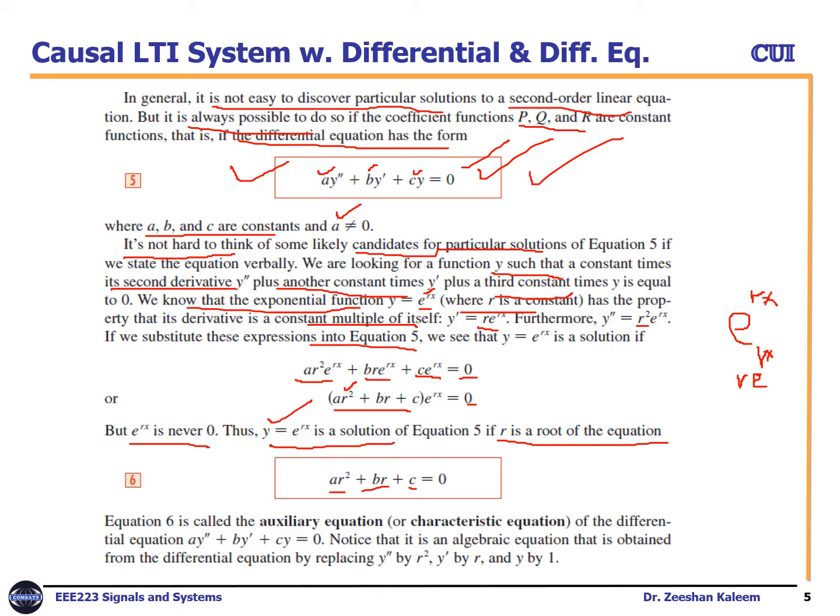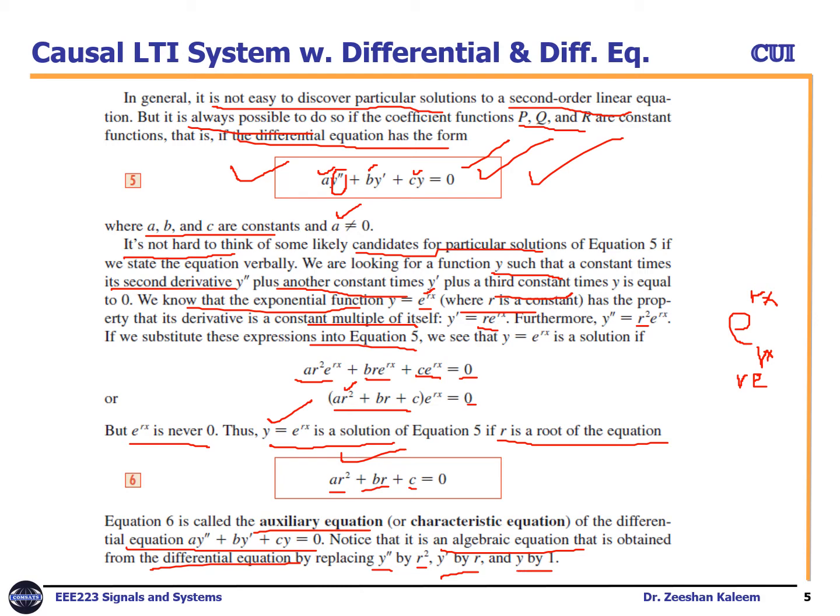Now equation 6 is called the auxiliary equation or characteristic equation of the differential equation. So we transform the differential equation in terms of an auxiliary equation in this way. This is the auxiliary equation or the characteristic equation of the original given differential equation. Notice it is an algebraic equation that is obtained from the differential equation by replacing y double dash by r square. So if you replace y double dash with r square, it becomes ar², y dash by r, and y by 1.